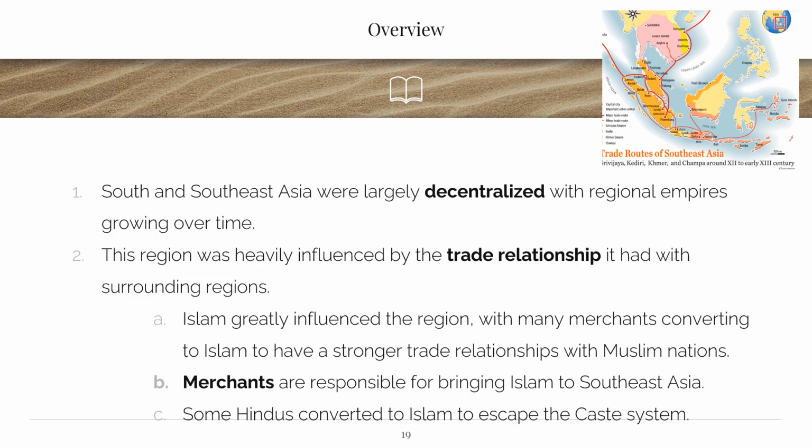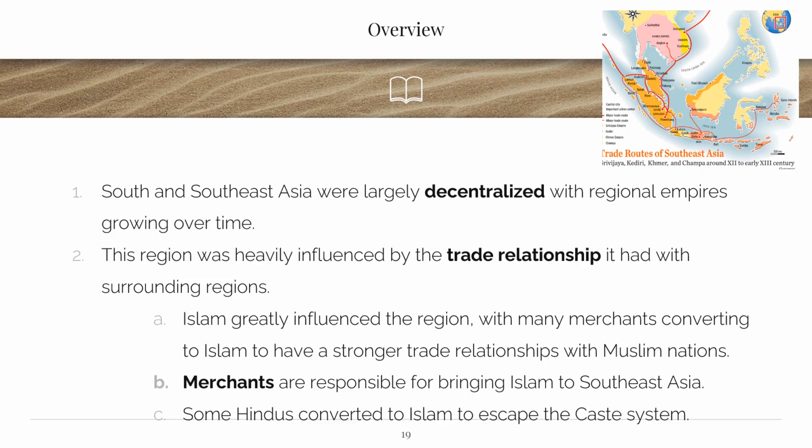Merchants, again, they were responsible for this. We had some missionaries in previous time periods. During the classical era, we did see Ashoka send some missionaries out to try and spread Buddhism, but for the most part, Islam is actually going to spread a lot further and have a lot more significant impact in this region once it is spread.